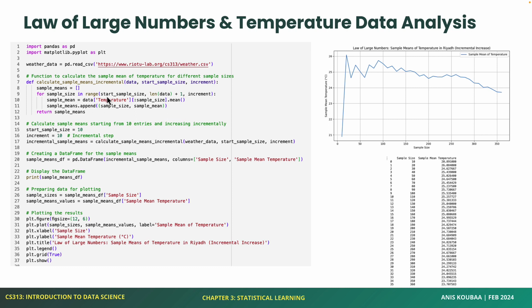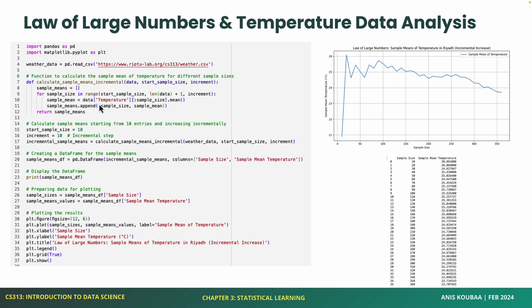And we're going to take the sample size plus an increment and the length of all data to go through all the data. Now, the start sample size is 10, and we are going to increment by 10. I will take 10 temperatures, make the average, and then 20 temperatures and make the average, and then 30 temperatures and make the average, and so on. And this is what we have done.